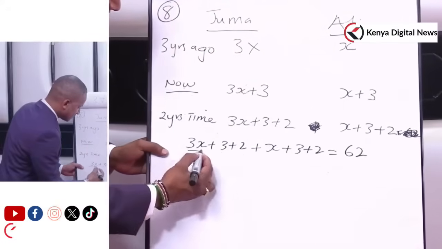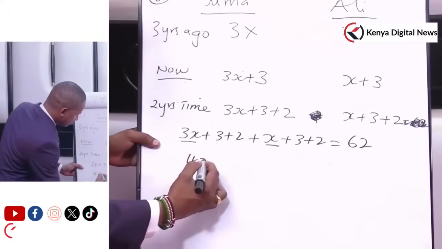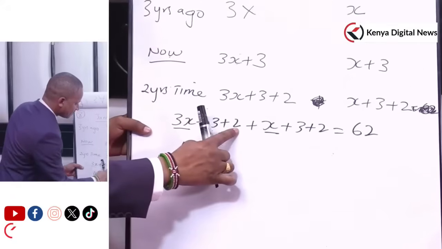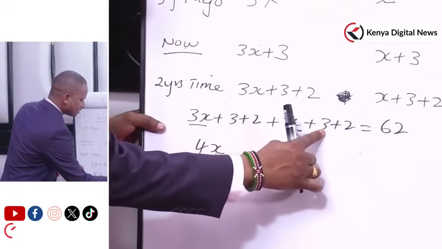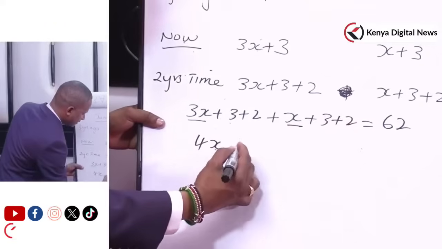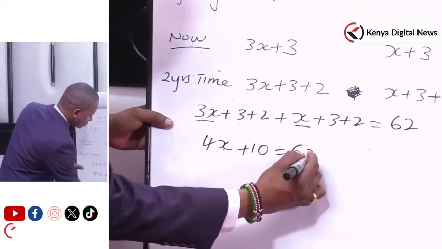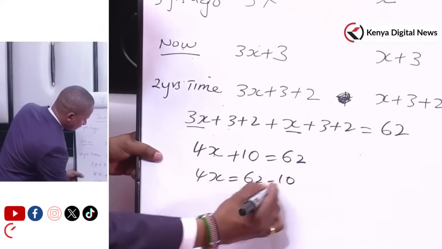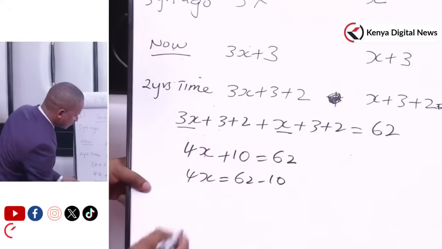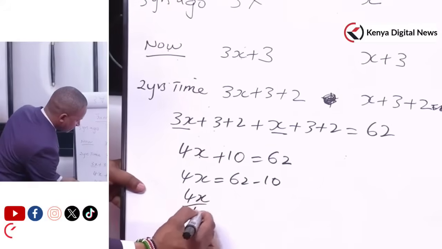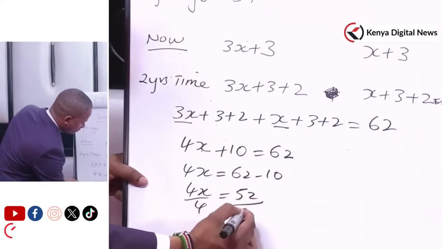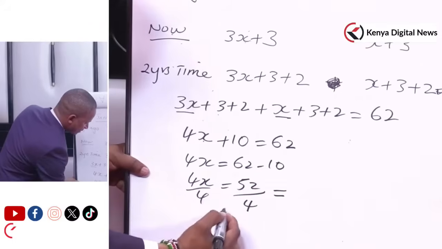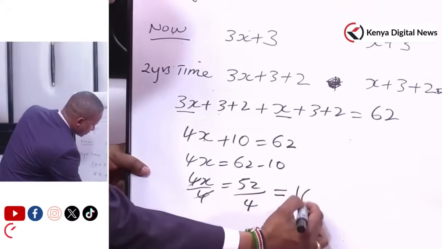Collect the like terms. 3x plus x is 4x. Then 2 plus 3 is 5. 5 plus 3 is 8. 8 plus 2 is 10. Plus 10 equals 62. So 4x equals 62 minus 10. When 10 crosses the other side it becomes minus. 4x over 4 equals 52 over 4. So when you solve this, x is 16 years.